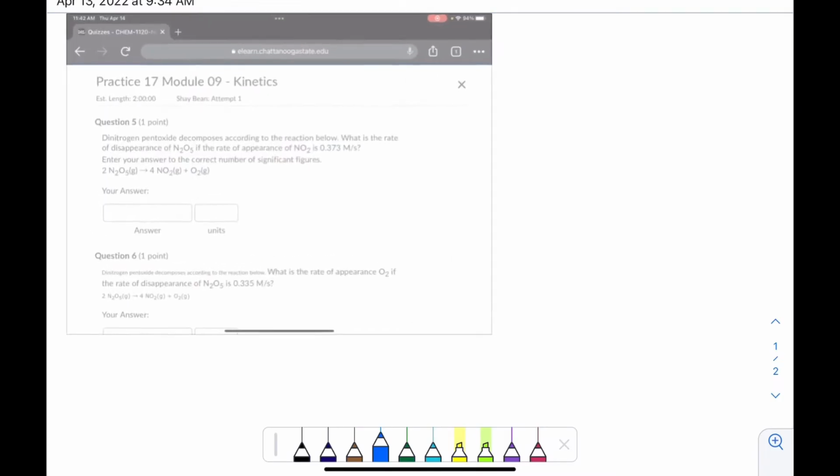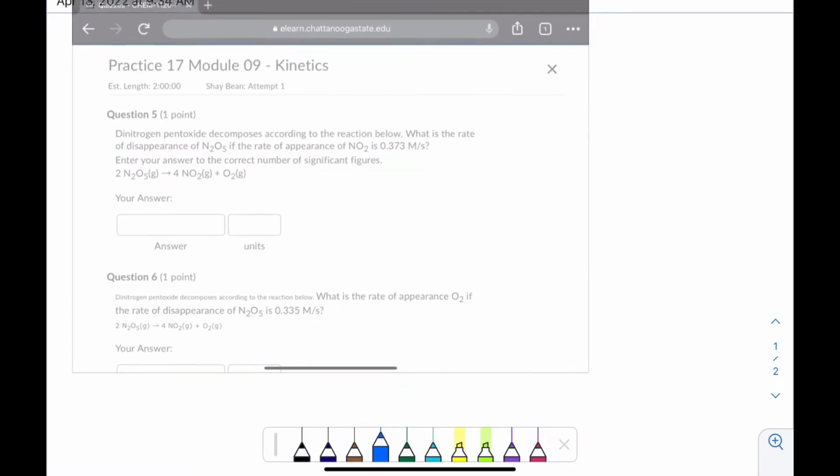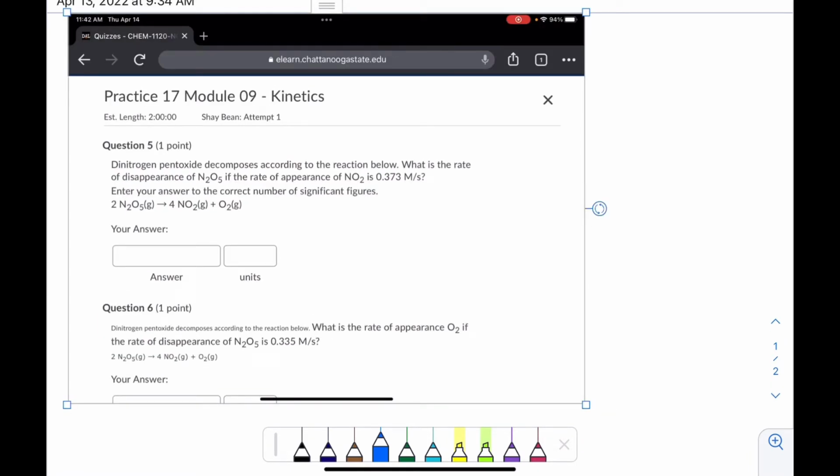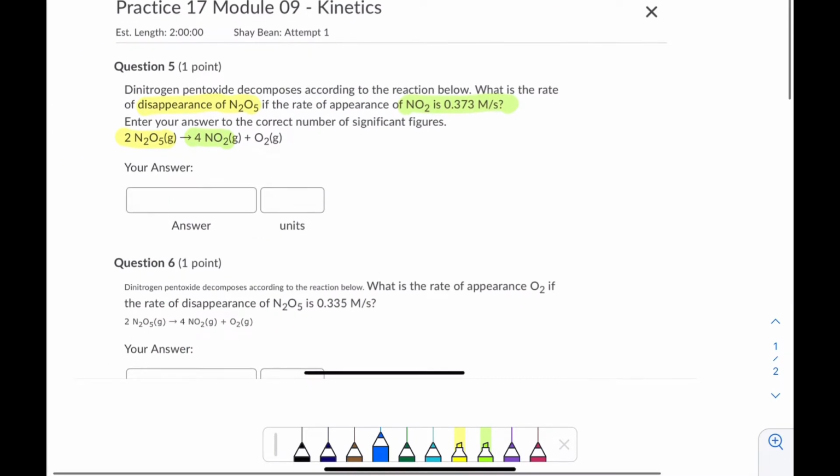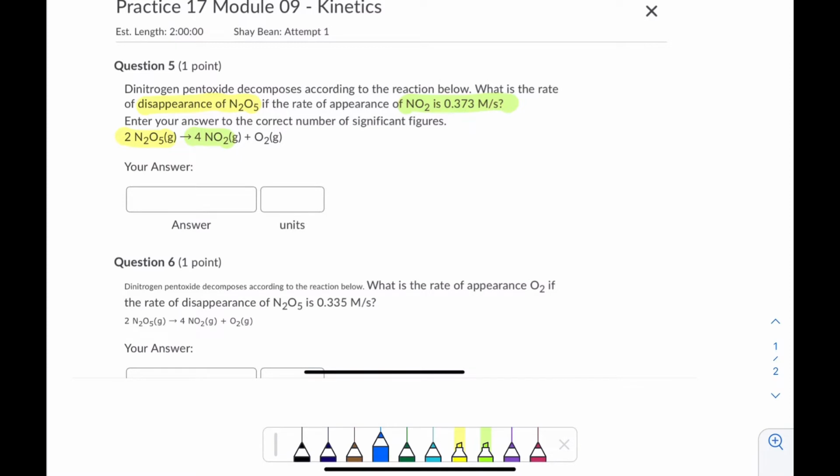So here we have a question. I'm looking at a chemical reaction, and I am asking about the disappearance of N2O5, given the rate of appearance of NO2. Now, in the lecture videos, I worked it one way using formulas that related the two. It's actually just stoichiometry, so I'm just going to work it with stoichiometry. This is a slightly different way than the lecture videos, but they both get us to the same answer.